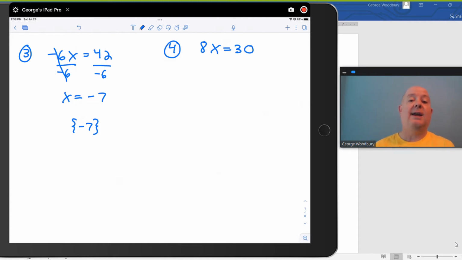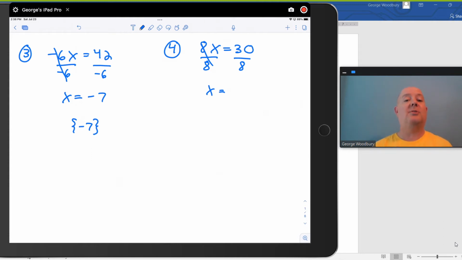Problem 4, 8x equals 30. This looks similar to problem 3, except we're dividing by a positive number. But when we divide both sides by 8, things turn out a little differently this time. 8 divided by 8 is 1. So we are left with x on the left-hand side, but 8 does not divide into 30 evenly.